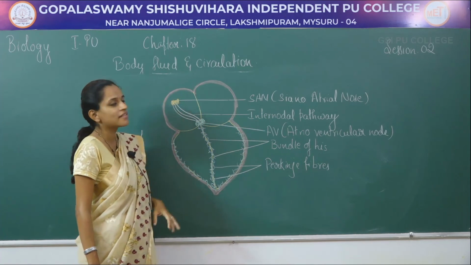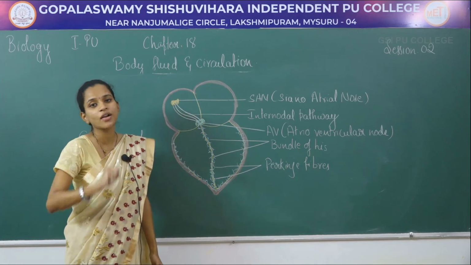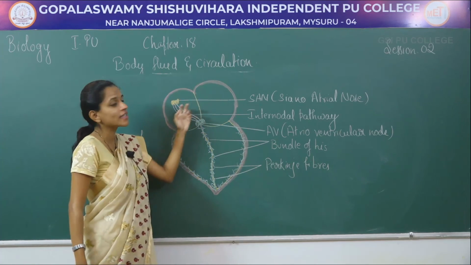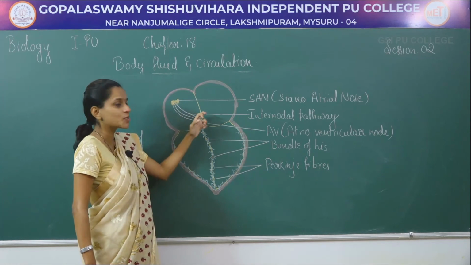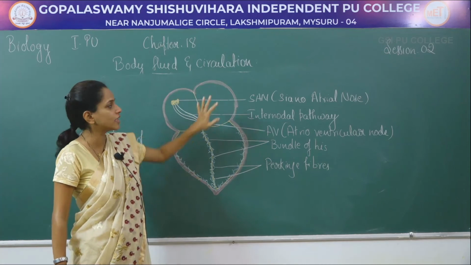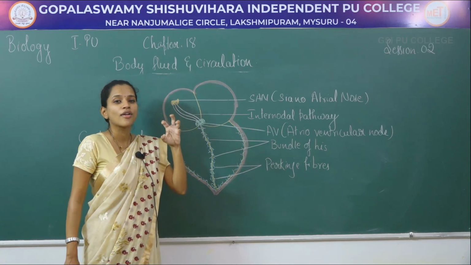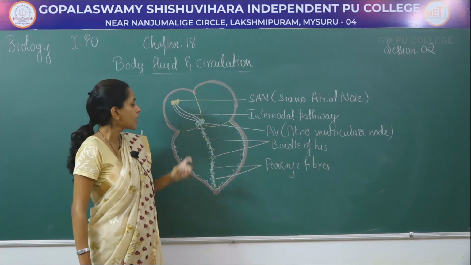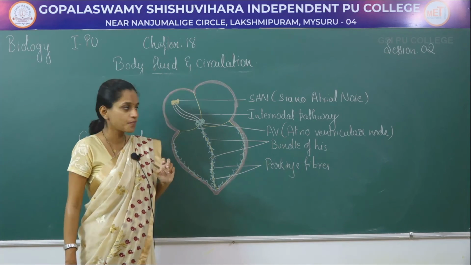As soon as the sinoatrial node is activated, the two auricles contract together. How do the two auricles contract? The sinoatrial node spreads the signal throughout both the left and right auricles. Both of the auricles contract simultaneously so that they can open the tricuspid and bicuspid valves.